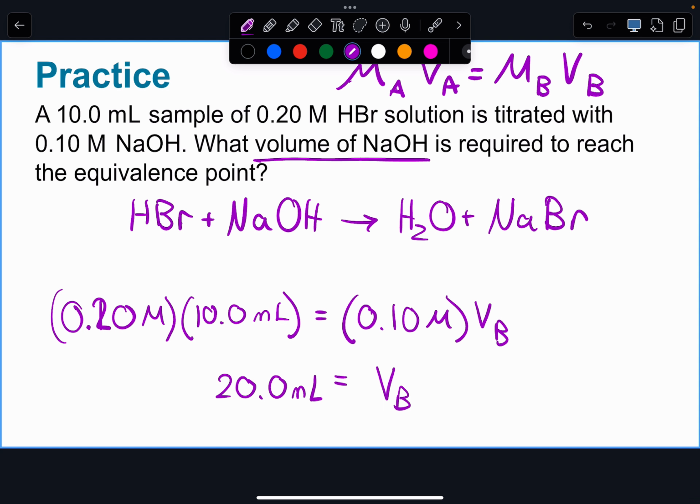So you might have been able to do that one in your head since the hydroxide concentration is half that of the acid, so you're going to need twice as much volume. Okay, so that's the extent we'll do of acid-base, and we'll do precipitation reactions on Monday.